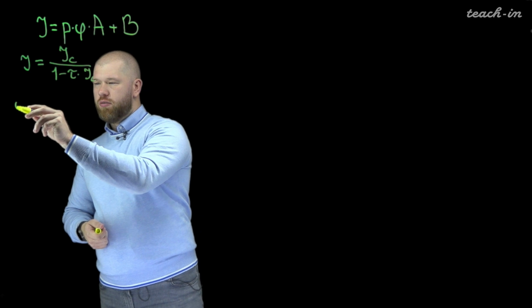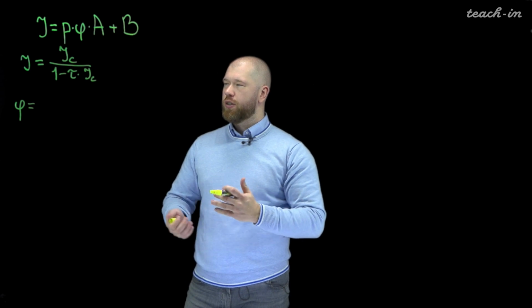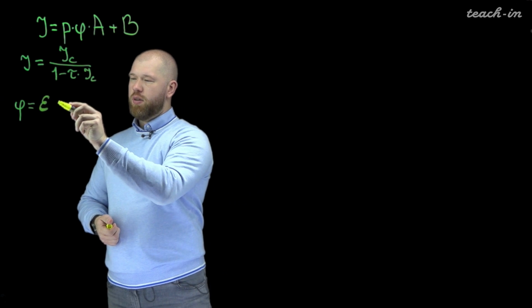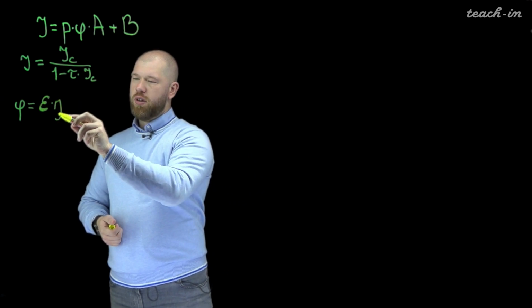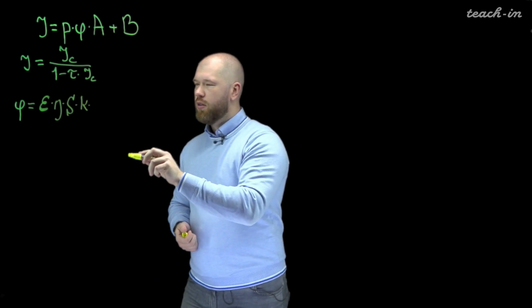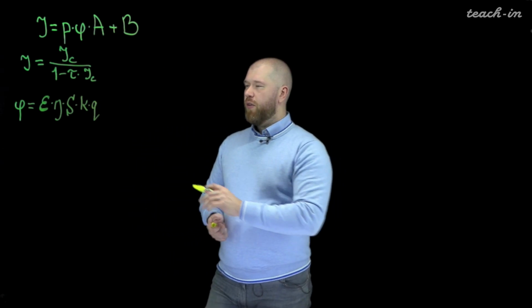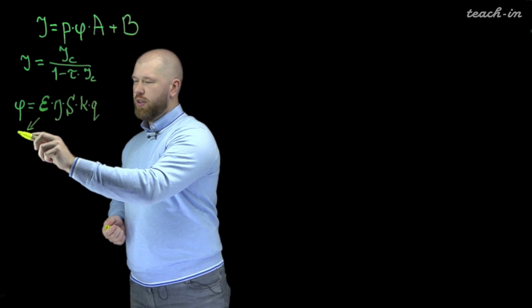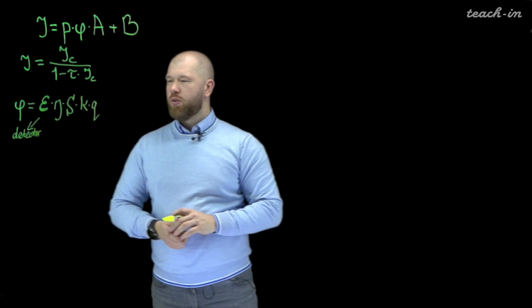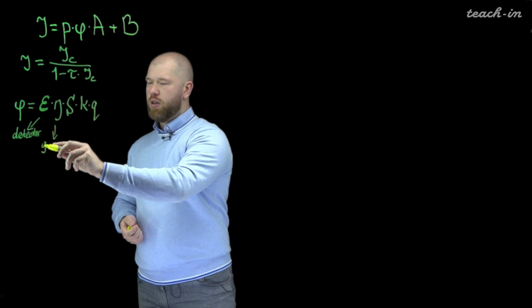This coefficient phi, or efficiency of the detection, depends on several parameters. I will write them here. So the first parameter is the efficiency of the detector. So it's just the specific parameter of the detector. This is a geometry coefficient.